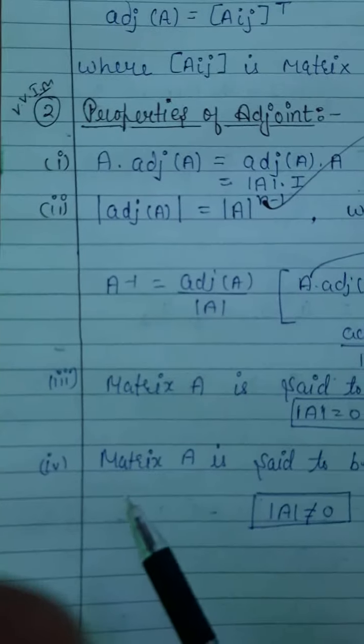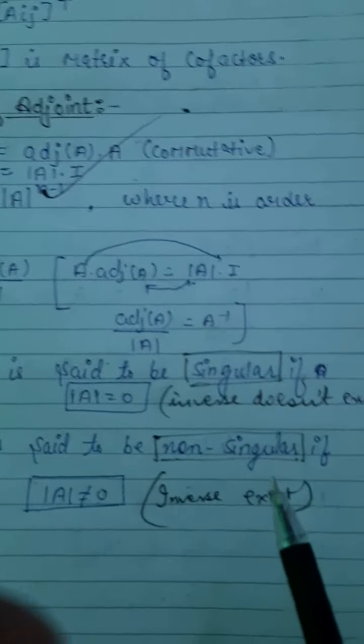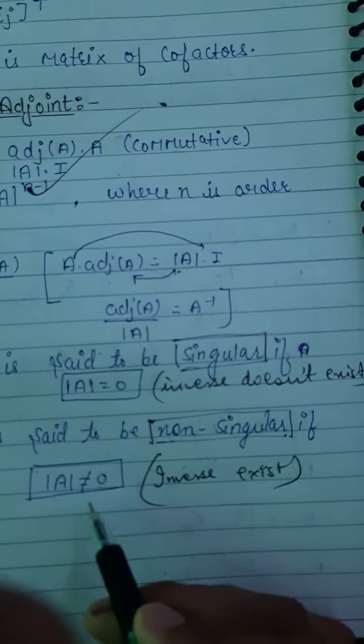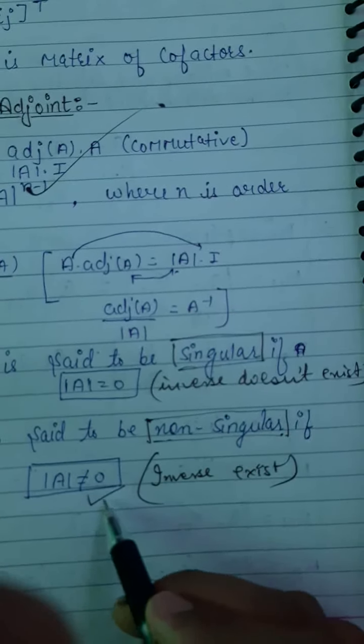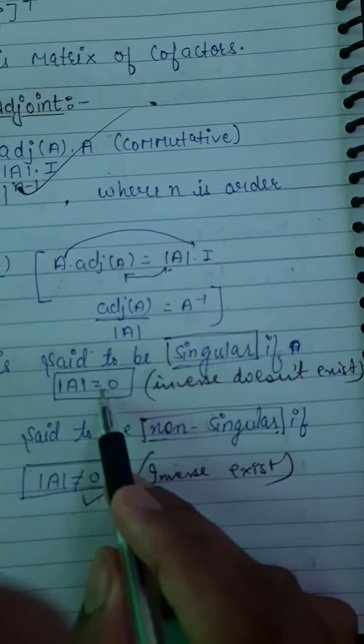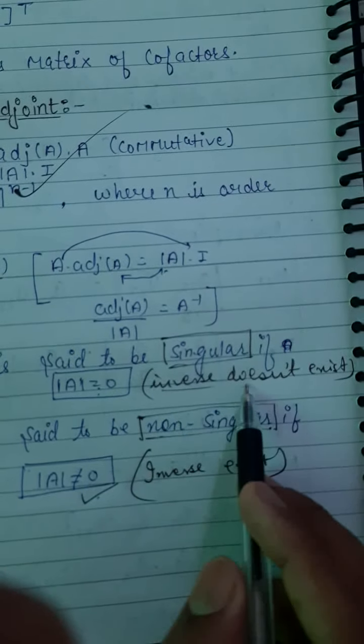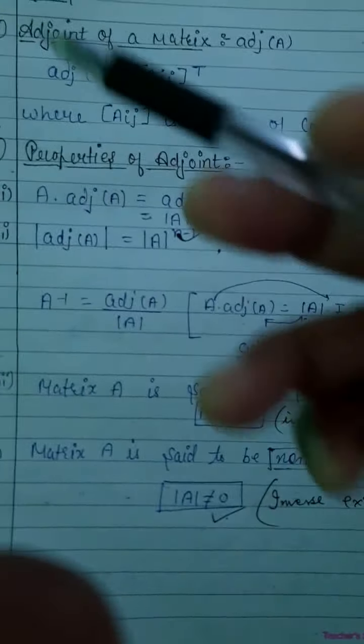And its opposite is a matrix is said to be non-singular if modulus A is not equal to 0. Inverse exists. So only in this case we will find A inverse. If your case is singular, then don't find A inverse. Means we will not find adjoint or whatever.